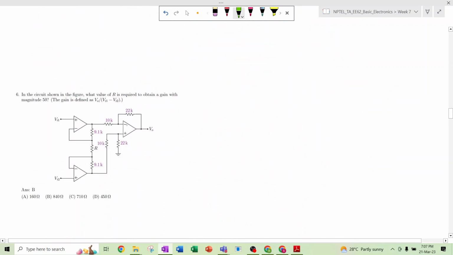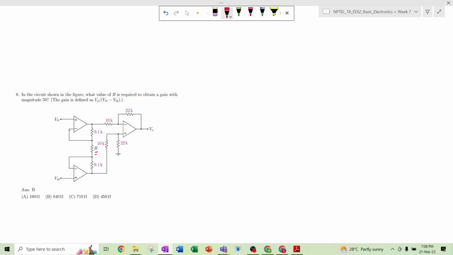Okay, so I'm moving to the next problem. The next problem is pretty much the same thing: in the circuit shown in the figure, what value of R is required to obtain a gain with magnitude 50? So what is the value of R that is required? This R is not known.